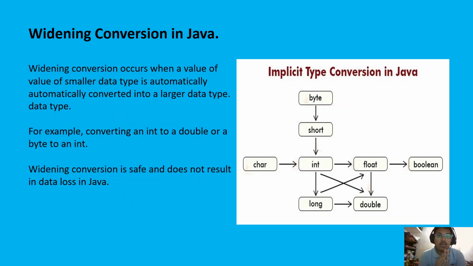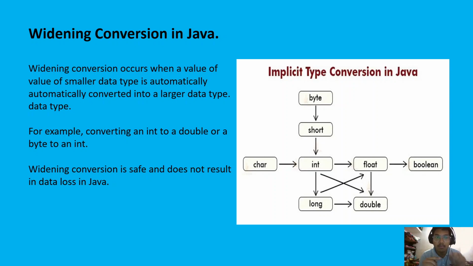So what is widening conversion? Widening conversion occurs when a value of a smaller data type is automatically converted into a larger data type. So it is basically saying that when we have a small data type, it will automatically convert into a bigger data type when we are using implicit, which is widening conversion in Java. For example, converting an int to double or a byte to an int. Widening conversion is actually safe and it does not result in data loss in Java.